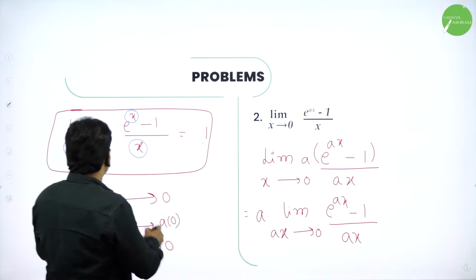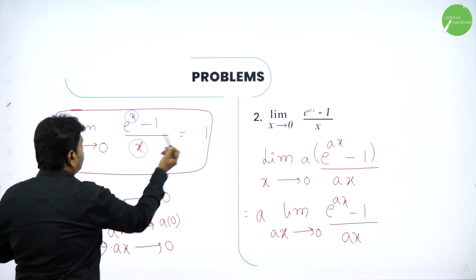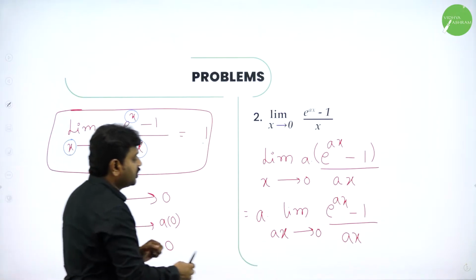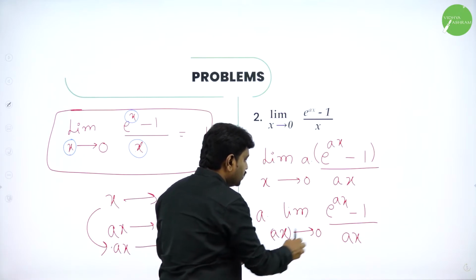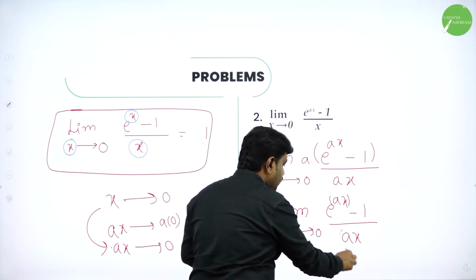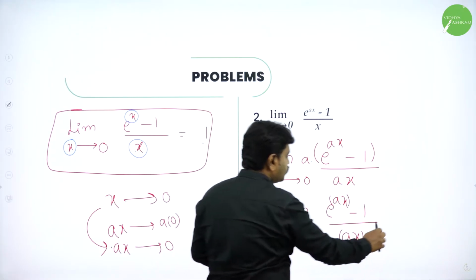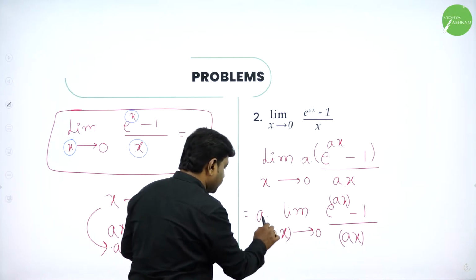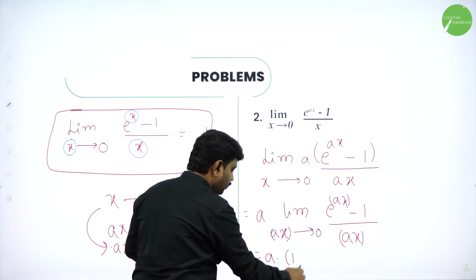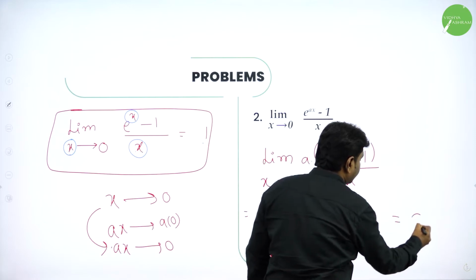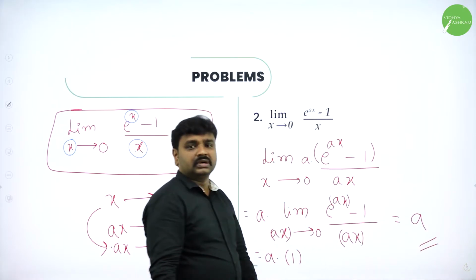Now you can observe, x means 1, means these three terms should be same. Here we have ax, here also I have ax, here also I have ax, all three are same, so answer is what? 1. So now that is outside, we have a into 1 after you apply limit. So a into 1 is what? A. This is the answer.